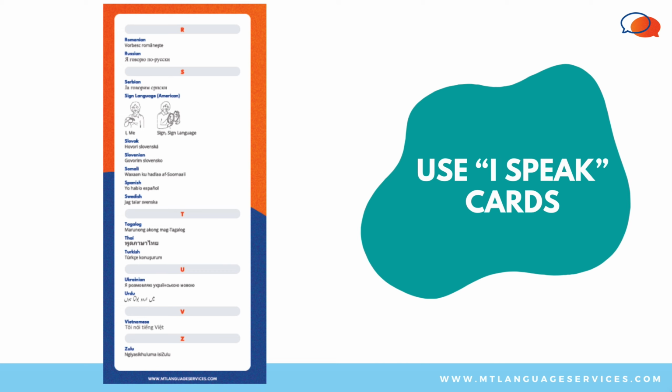The quickest and easiest way to identify a speaker's language is with what's called an I Speak card, where there is a list of languages and anyone can simply point to their language on the list. To download and print Montana Language Services I Speak card, click the link in the description below.